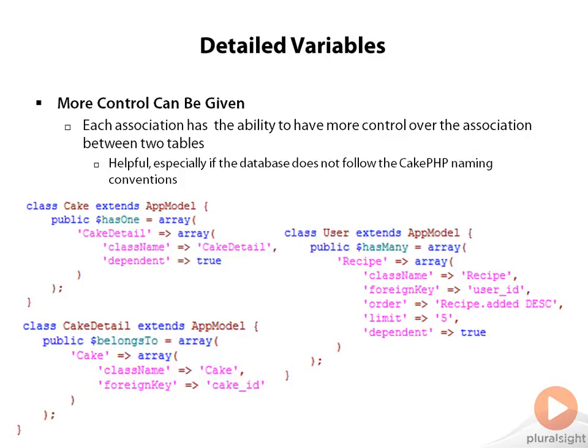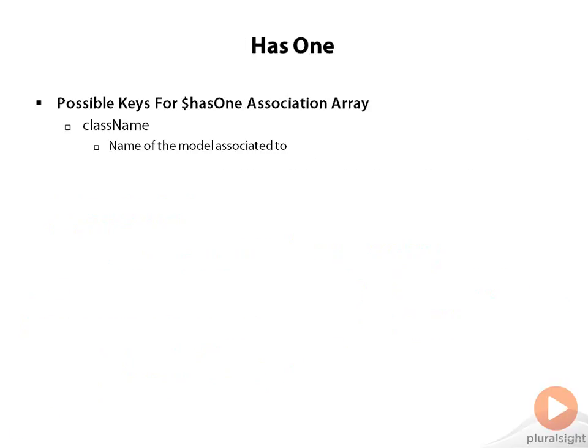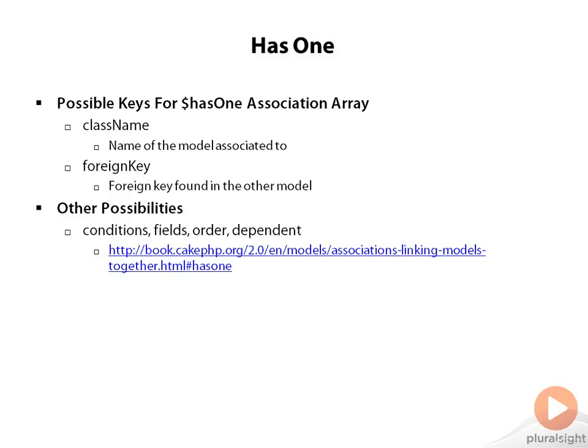Let's go over some of the keys that can be in those associative arrays. So for the has-one variable, we can have class name, which would be the name of the model it's associated to, and we can set the foreign key. So this is the foreign key found in the other model. So again, if we have a parent-child, the foreign key would be in the child model. Other possibilities for keys are conditions, fields, order, and dependent. You can find more information about each of these key possibilities at the following link.